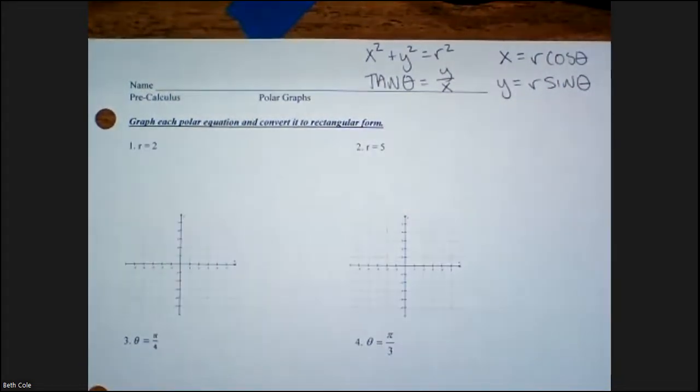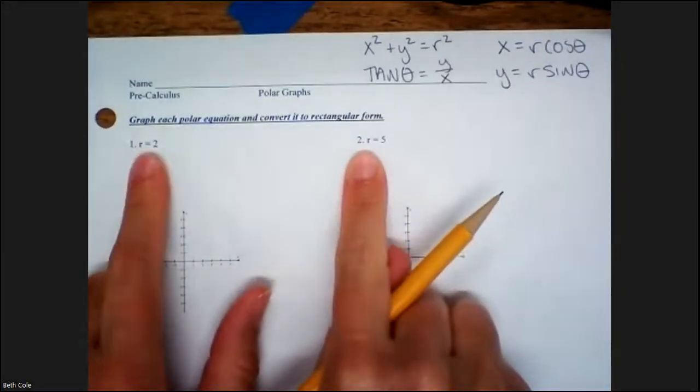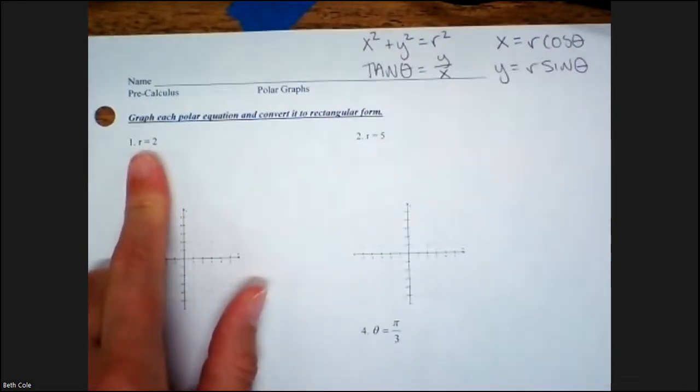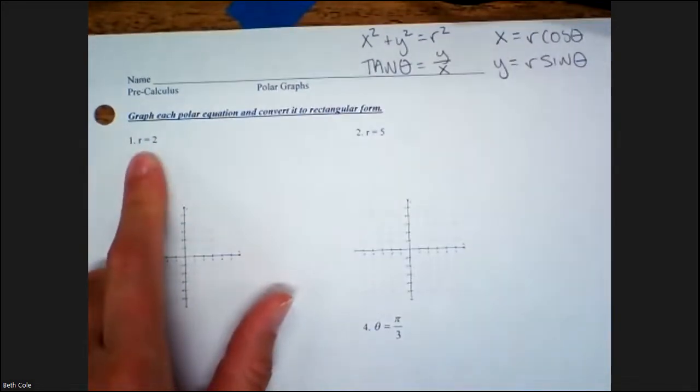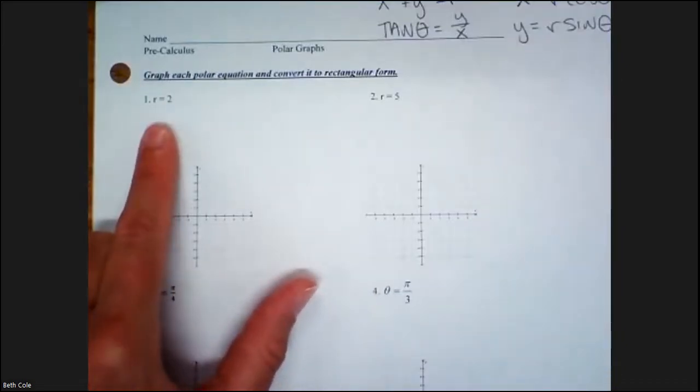So for each of these, we're going to draw the graph and convert it to rectangular form. Now, when you just have R equals, it's going to be a circle, and this is the radius. If just R equals that amount, you always want to be that amount away from the pole, so 2 units away. You did this in geometry, you just might not remember.